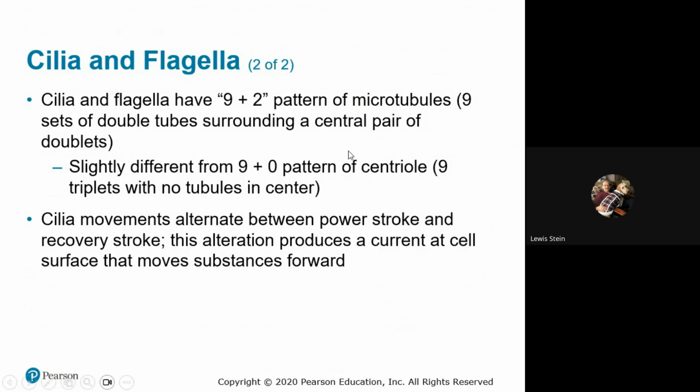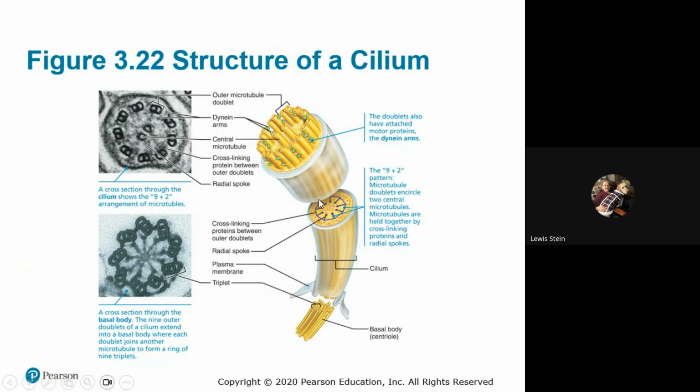That 9 plus 2, and you can see it here. So it's got 9 doublets. 2, 3 when I count it, and 2 in the center. 9 plus 2. So if that was a flagella in a sperm cell, or a flagella in some protozoan in the pond water, a tail would have the same cross section.